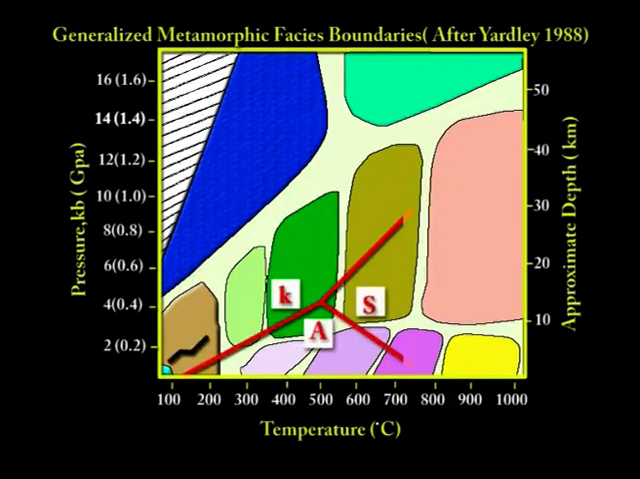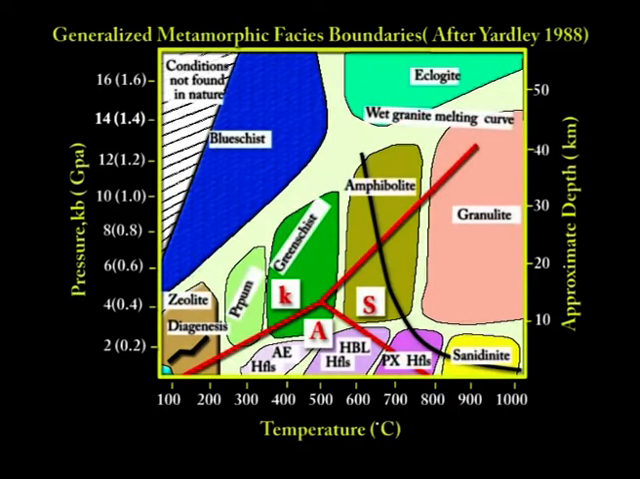Namaskar. Today we will discuss Amphibolite facies. The Amphibolite facies belong to the intermediate pressure temperature facies. If we see on the screen, the intermediate pressure facies are Zeolite, Greenschist, Amphibolite and Granulite facies. Amphibolite comes after Greenschist facies.